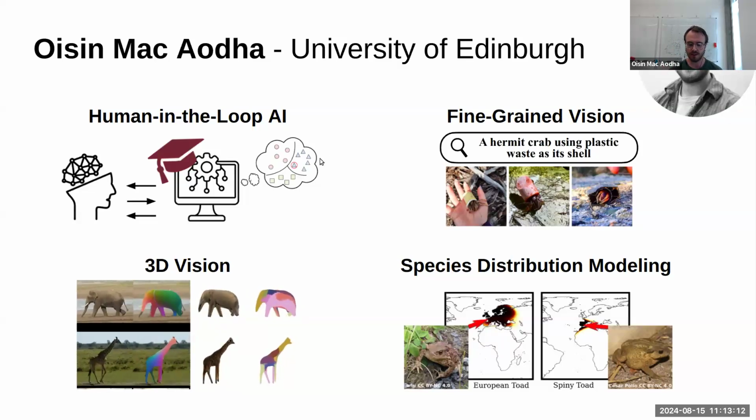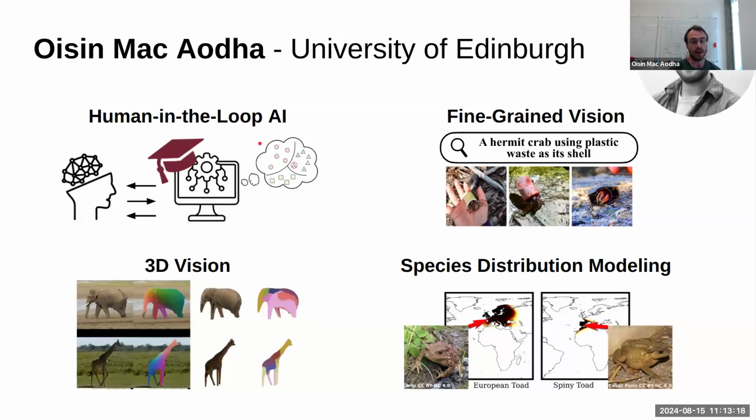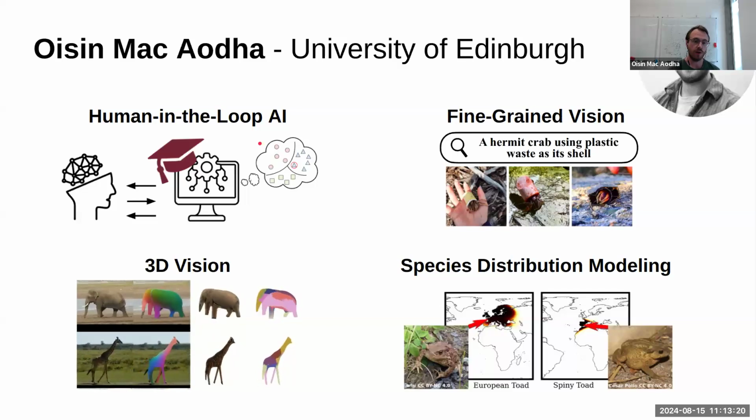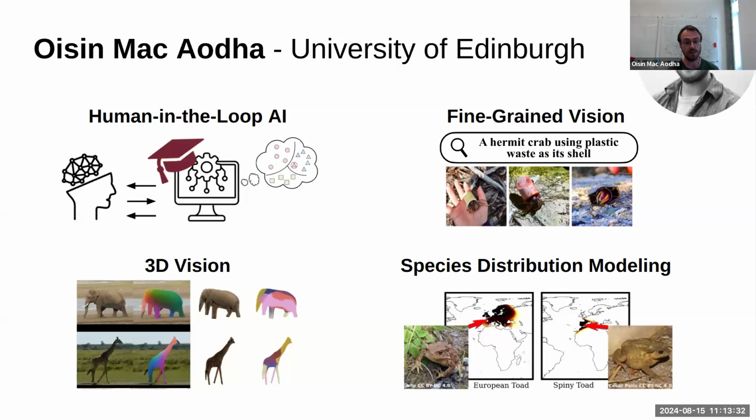So there are some examples here of some of the projects that we work on. For example, in the top left, we've got a strand of projects on human-in-the-loop AI. One of those projects involves developing algorithms to help humans learn. So it's not machine learning in the conventional sense, it's machine teaching. We develop algorithms to help humans, for example, learn how to identify species in images themselves. It could also be to teach doctors how to detect different diseases in images.